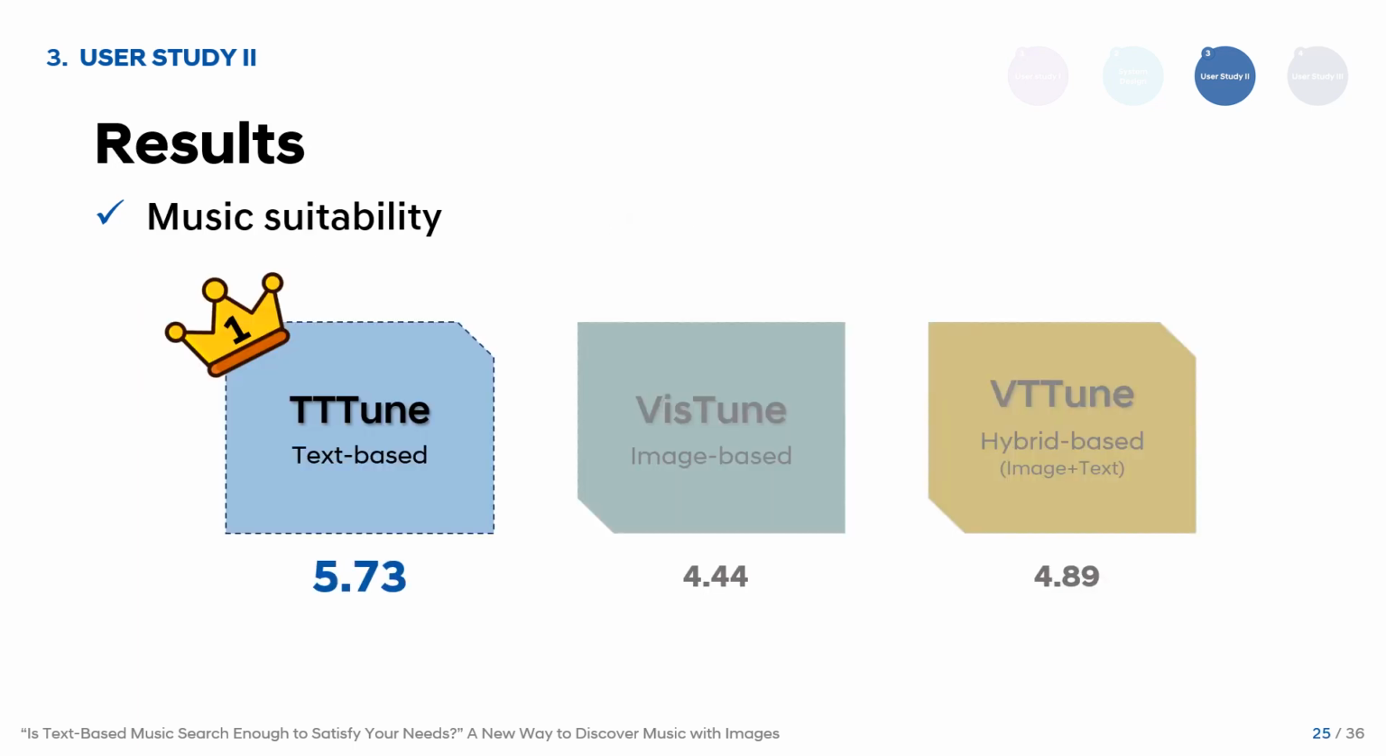Experimental results showed that TTTune had a higher music stability score compared to VisTune and VTTune. TTTune's higher rating is attributed to its text-based search method, allowing users to express music preferences more specifically. In contrast, IMS systems like VisTune and VTTune use images as intermediaries, which may lead to indirect conveyance of moods or themes and result in lower stability scores compared to TTTune.